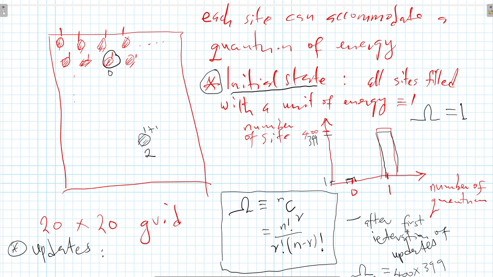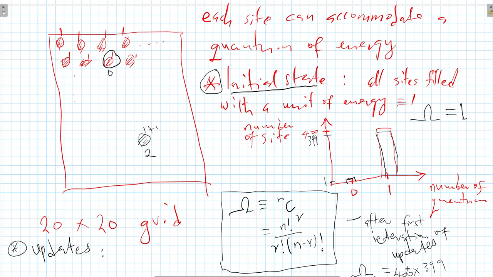399. So you can see that the initial state, with just 1 microstate, is much less probable compared to this updated state, omega 1, with 400 times 399 possible ways of having such an arrangement.